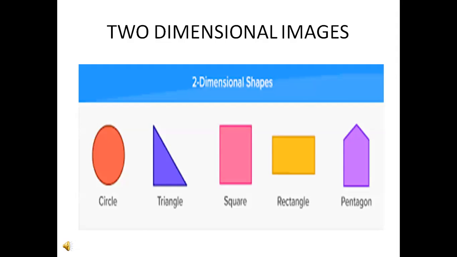Next, two-dimensional images. As soon as we see the above pictures, we know the difference between the two. The first is the two-dimensional picture. These are the two-dimensional shapes: circle, triangle, square, rectangle, and pentagon. These are the two-dimensional shapes.